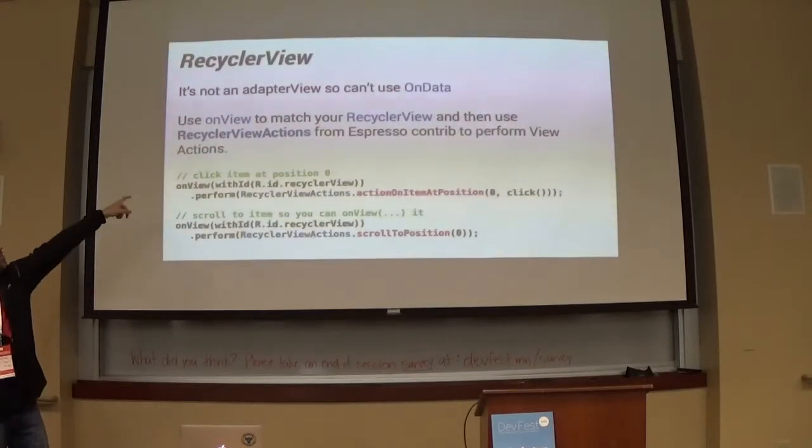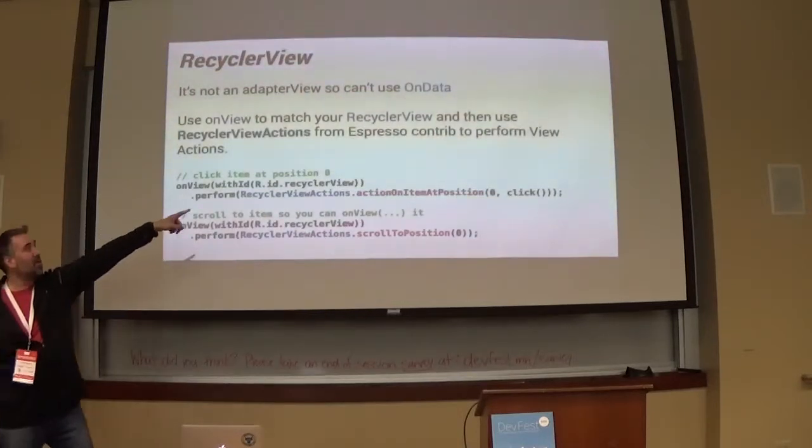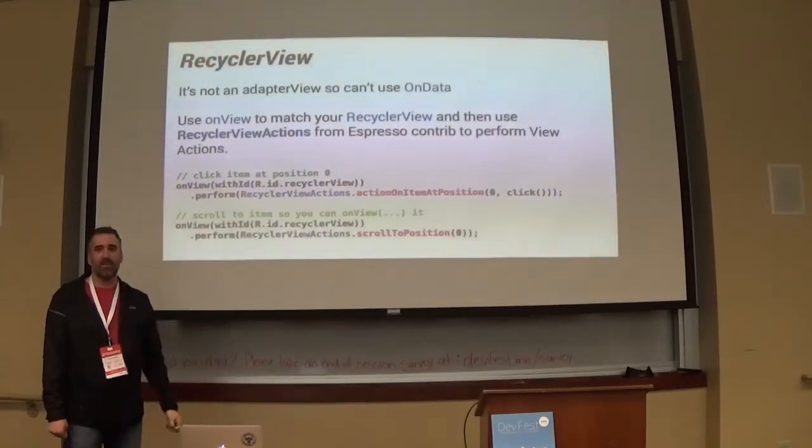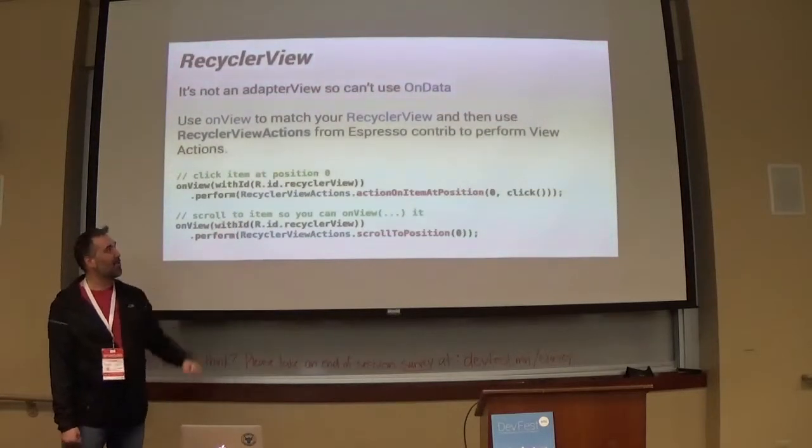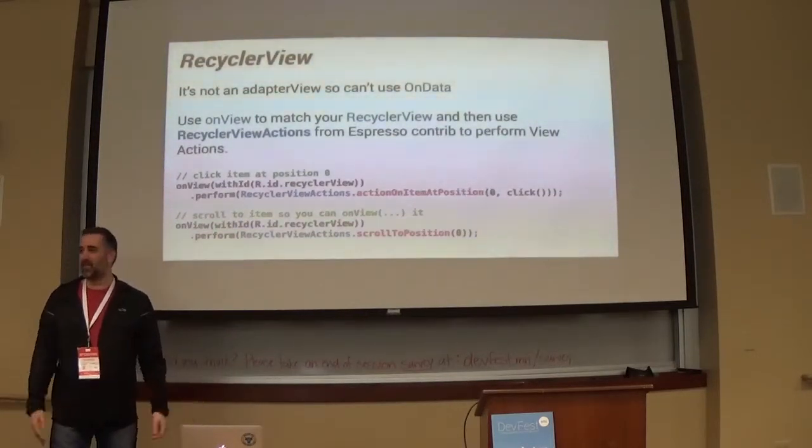And then you use the RecyclerView Actions API from Espresso contrib. It's part of the contrib library, so obviously if you want to test RecyclerView, you're going to have to include the contrib library. That's why I say you're pretty much going to have to include it by default.